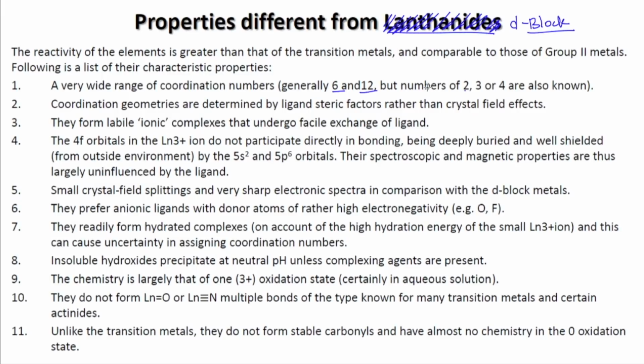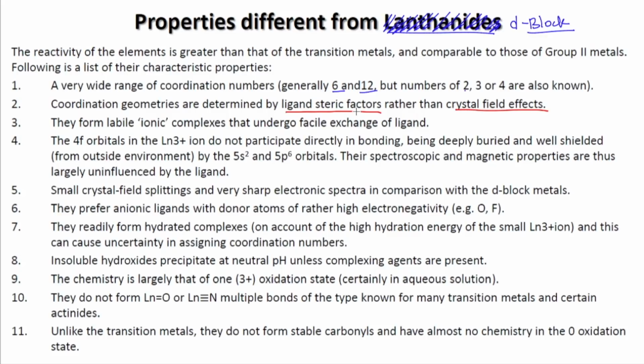But in the case of D block elements, general coordination numbers are 4 or 6. Okay, you don't have that much variety of coordination number in case of D block elements. In lanthanide, you have that. Second point says that the coordination geometry is determined by the ligand steric factor rather than the crystal field effects. So the steric hindrance between the ligands is going to decide how many coordination number will be there around a particular lanthanide.